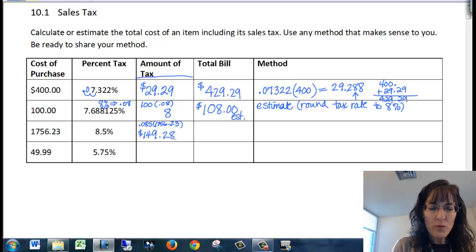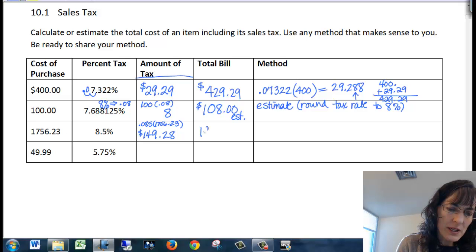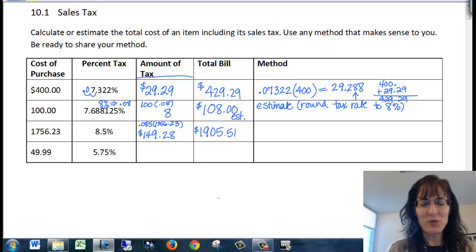Now I know I have 149.28, that is the amount of tax, and I have my purchase, so I just have to add those two. So I'll just say plus, because I have the number sitting on there already, plus the 1756.23, and I have 1905.51. I need to round again because I didn't change the number that was sitting on my calculator, so I had to round it again.